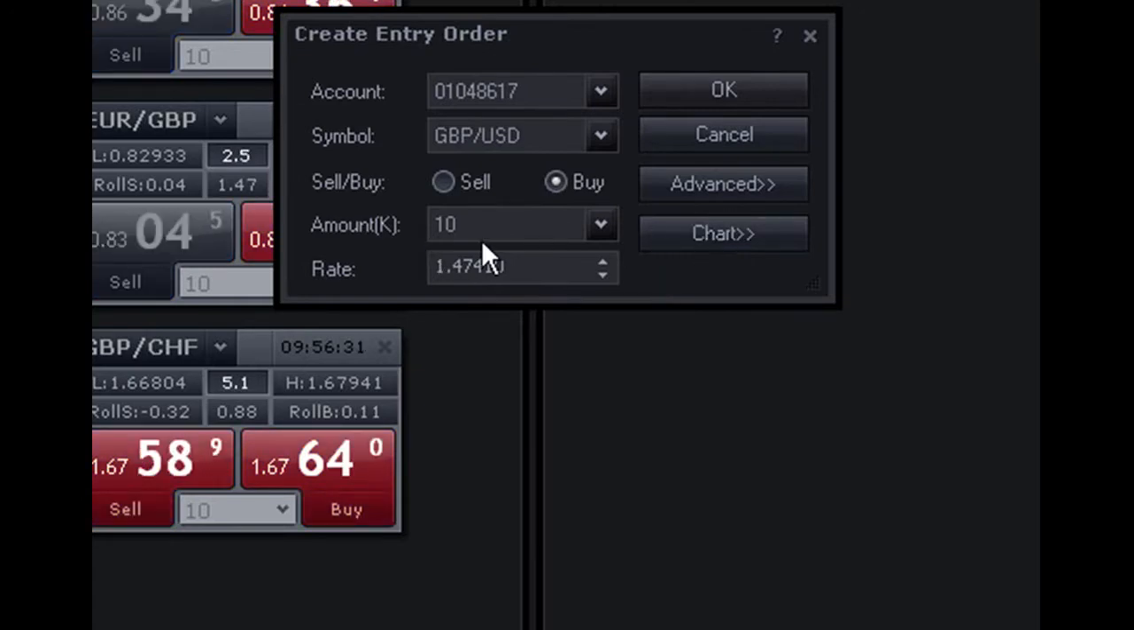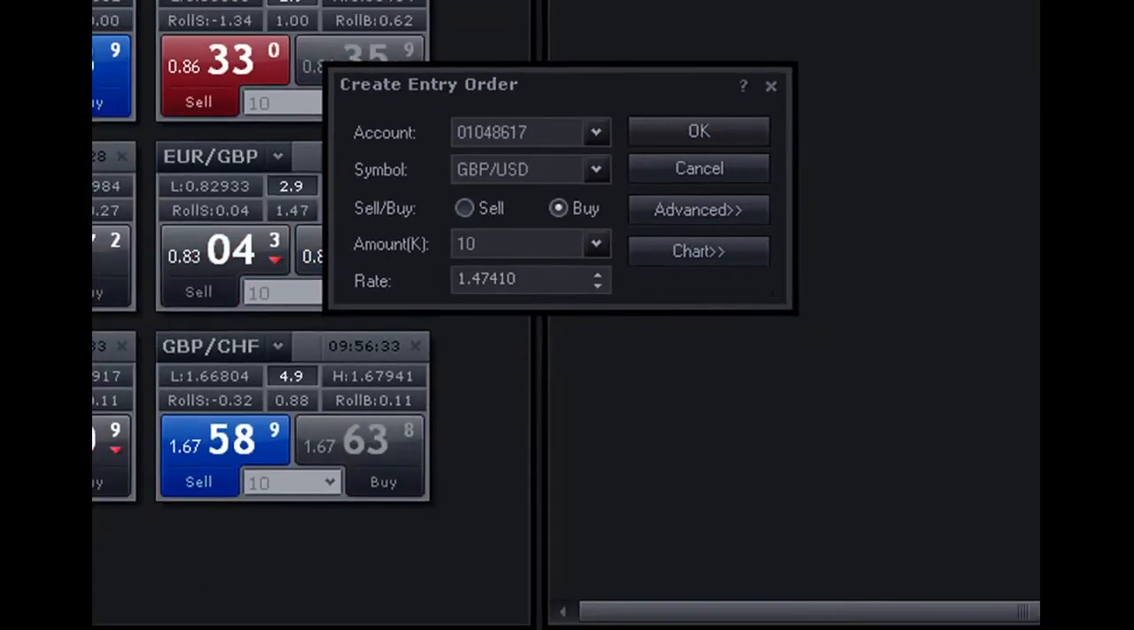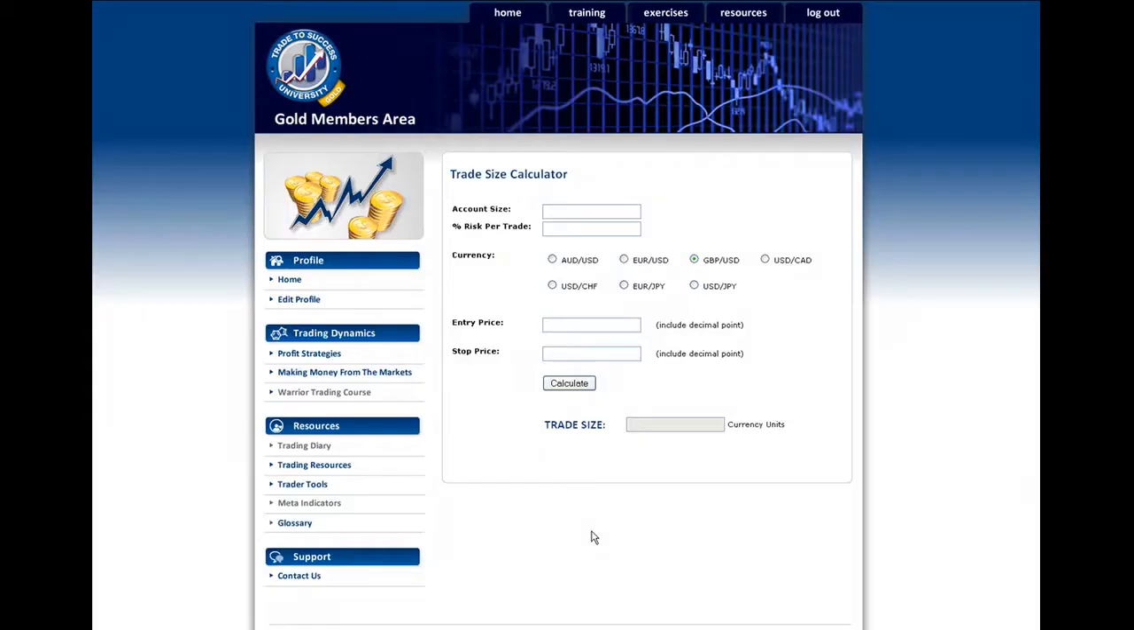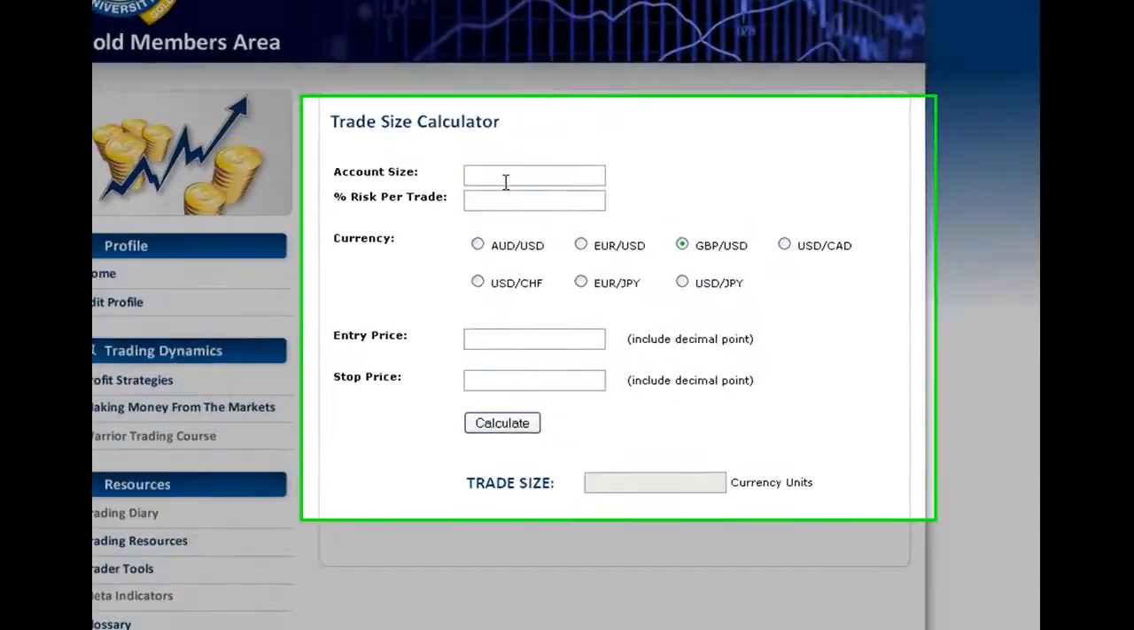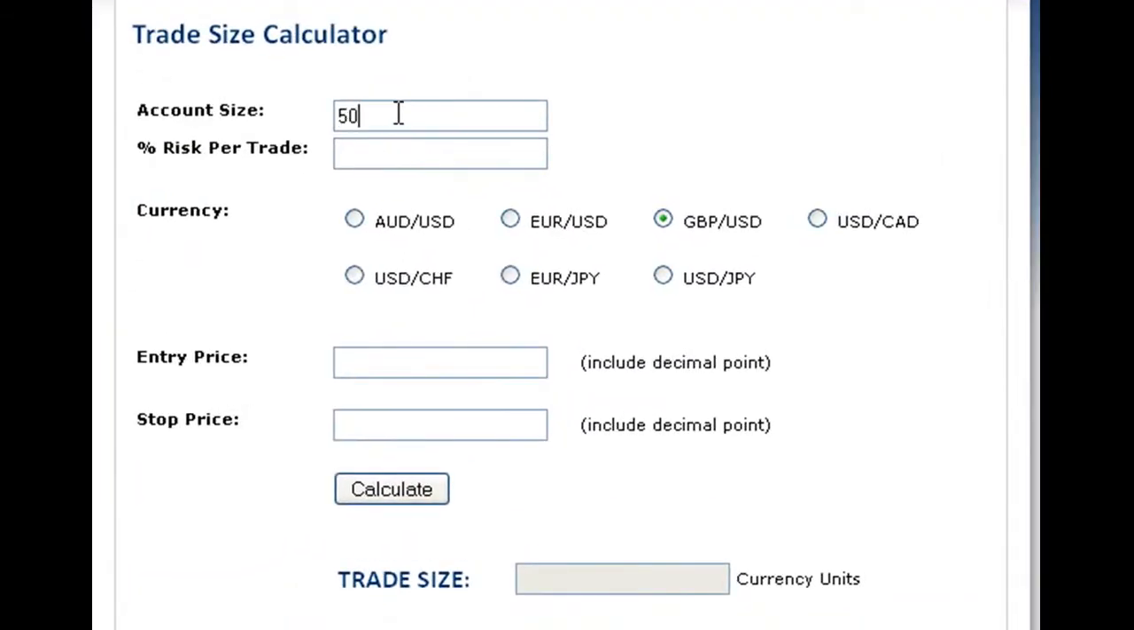Now, how much do we want to buy? Well, we go through to our trade size calculator. So let's say I've got a $50,000 trade size account. Now we've got to be fast because we don't want to miss the actual entry. I want to risk 2% on this trade. GBP USD is selected. The entry price we've said is 1.4741. Now what about our stop price?